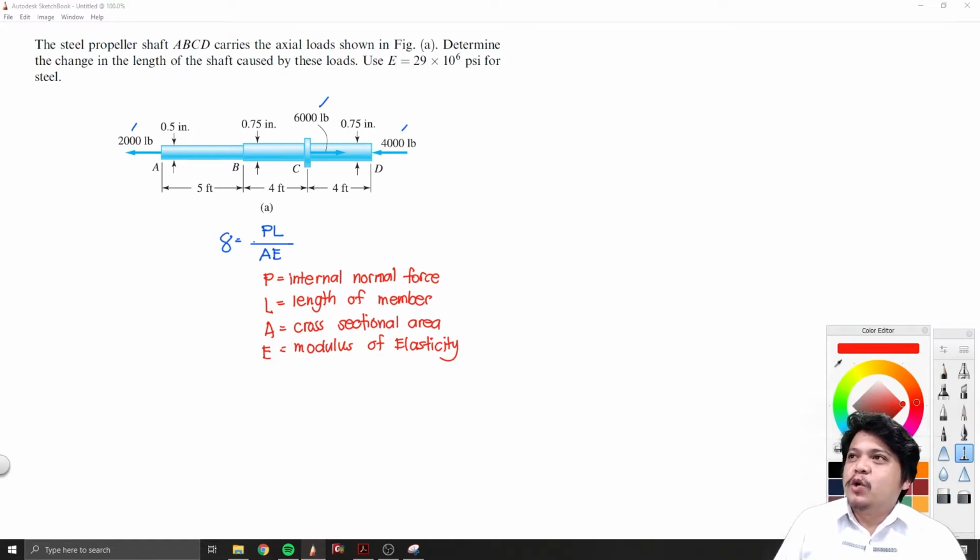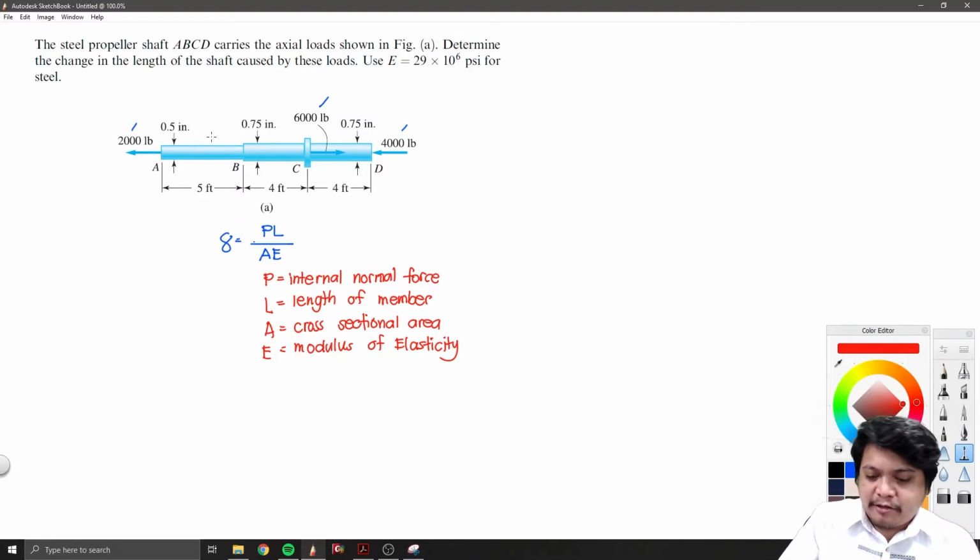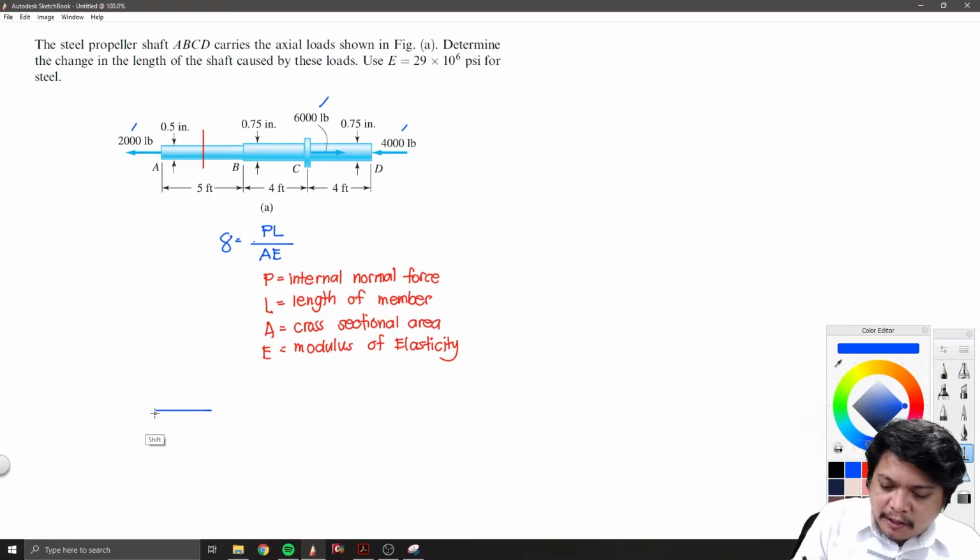So, what we will do, ang ginagawa natin, parang dati, pagkuha ng stress, kinakat natin section per section. So, pwedeng right or left. Okay, unahin ko muna tong section AB. So, ikakat ko siya. Tapos, meron siyang diameter.